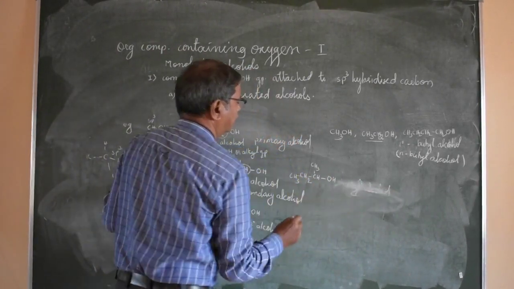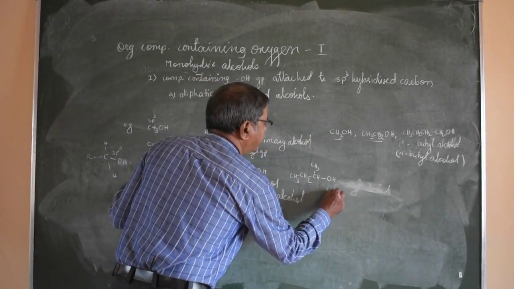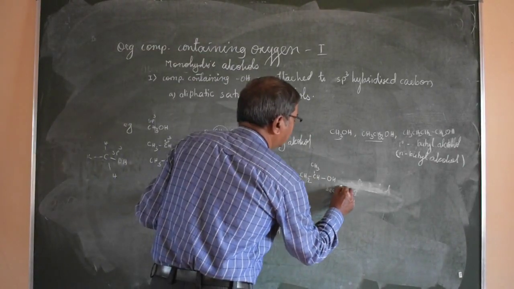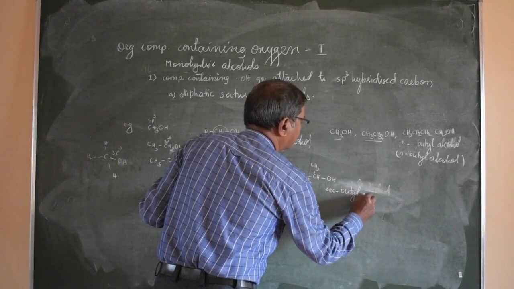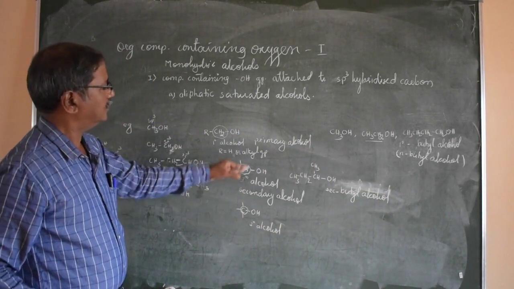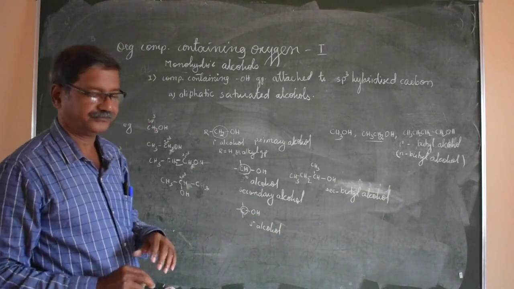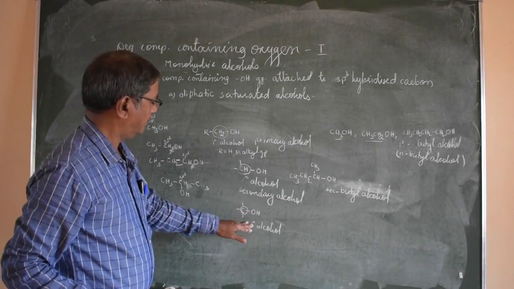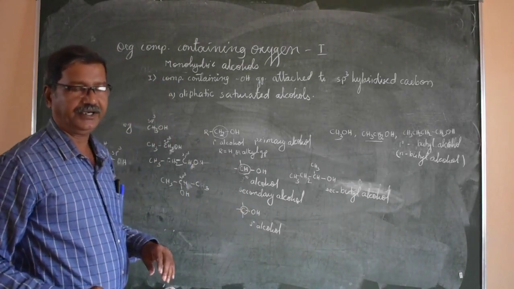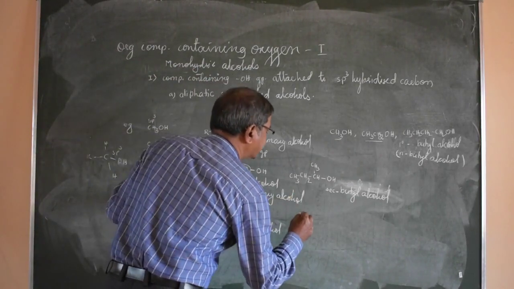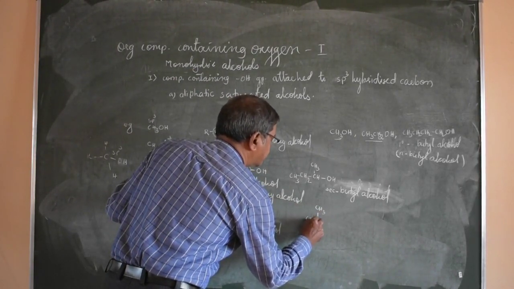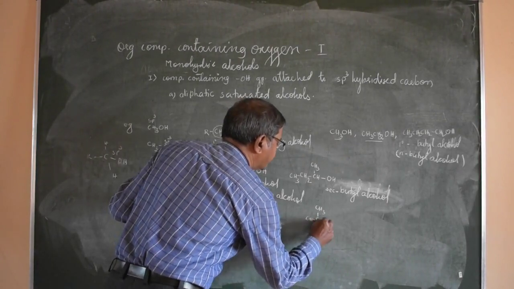So this is secondary. Why is it secondary? Because OH is attached to CH. Secondary butyl alcohol. So secondary, now tertiary. In tertiary alcohol, the OH is attached to the carbon which does not contain any hydrogen atom. So I am writing an example for this one, CH3, CH3, CH3 on the carbon with OH.